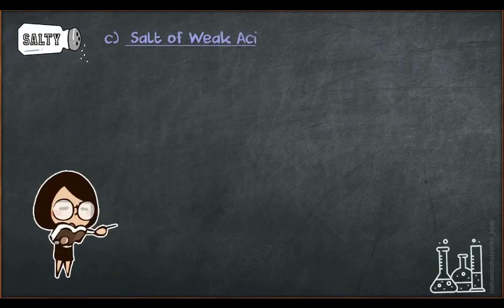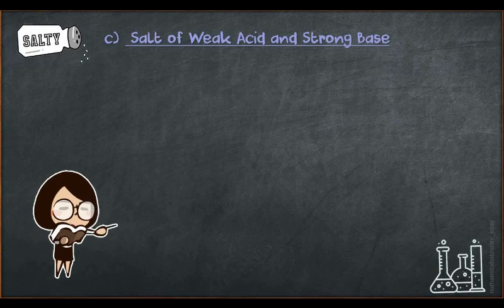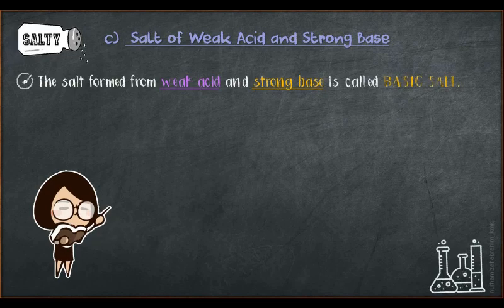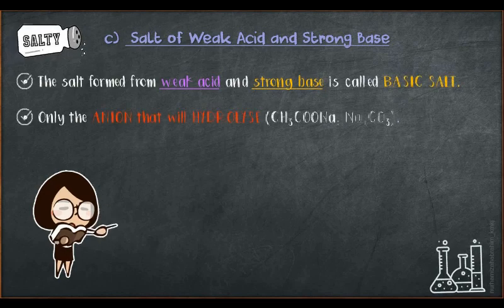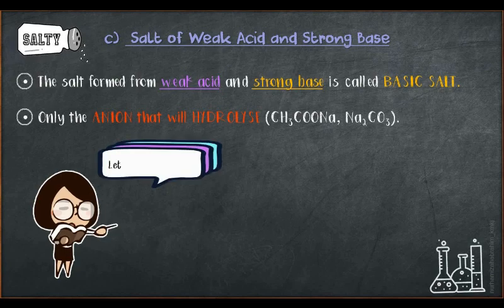Now let's take a look at salt from weak acid and strong base. The salt formed from weak acid and strong base is called basic salt. Only the anion from this salt will hydrolyze. For example, sodium acetate, CH3COONa, and sodium carbonate, Na2CO3. Let's look at an example from this type of salt.